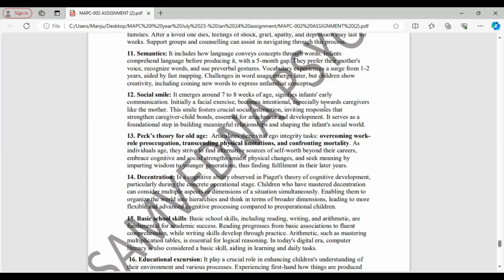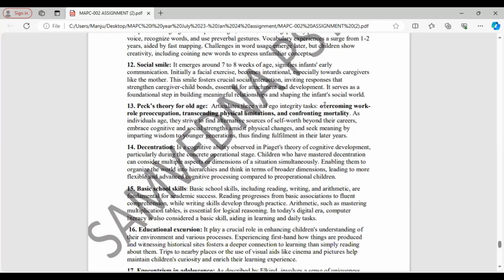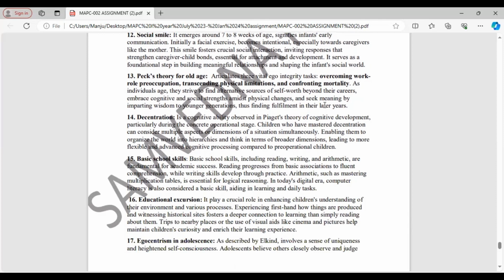Decentration is a cognitive ability observed in Piaget's theory of cognitive development, particularly during the concrete operational stage. Children who have mastered decentration can consider multiple aspects or dimensions of a situation simultaneously, which enables them to organize the world into hierarchies and think in terms of broader dimensions. This leads to more flexible and advanced cognitive processing compared to pre-operational children.